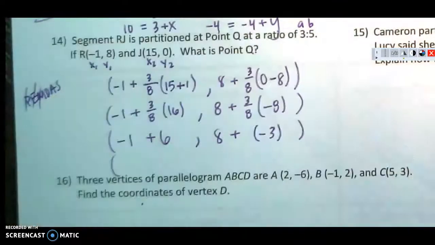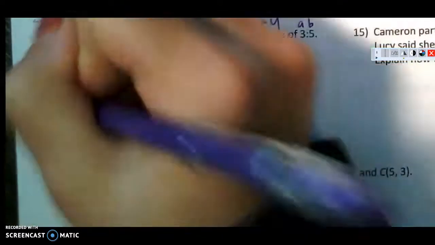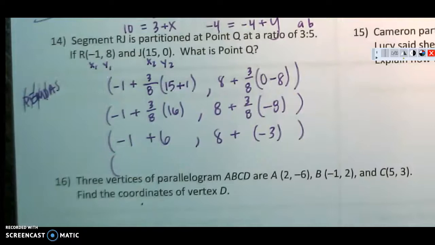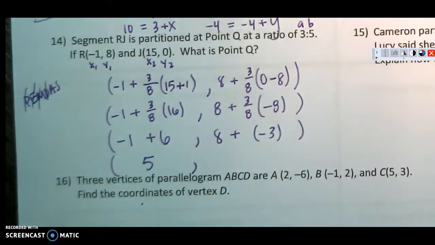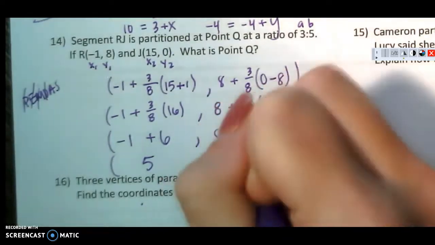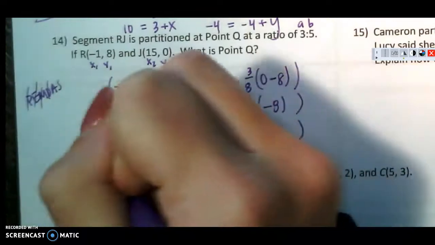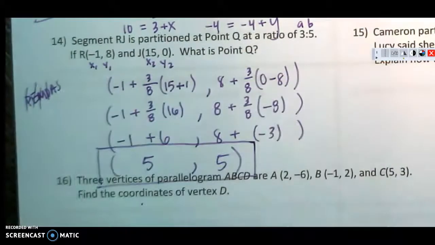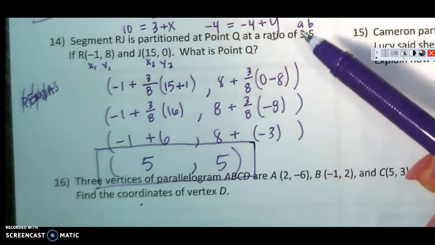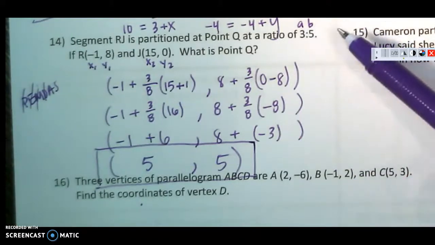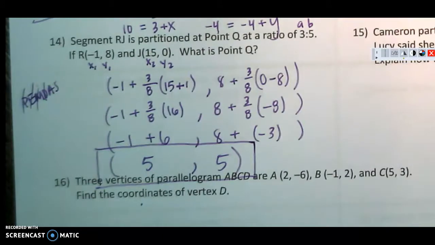And now that we've taken care of multiplication, there's no division, and now we're on to addition. So -1 plus 6 is going to leave us with a 5, and 8 plus a -3 is going to leave us with a 5. So (5, 5) partitions this segment into a ratio of 3 parts to 5 parts. Okay.